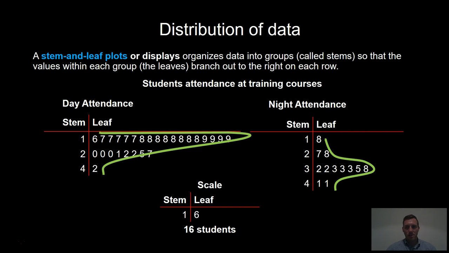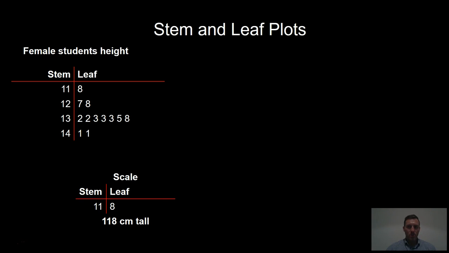Finally, I wanted to show you a slightly different example. This time, I'm showing the heights of female students surveyed from a year level at school. Heights are continuous numerical data as they're measured, and they're displayed here in centimeters.